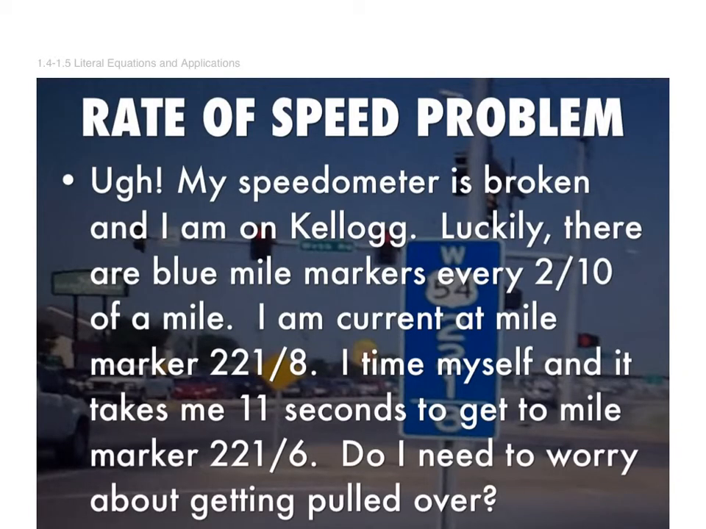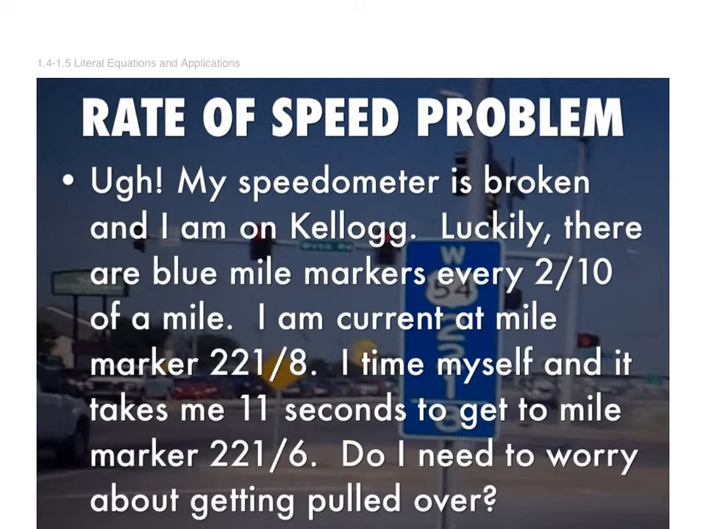All right, so now we have this rate of speed problem. So we have a speedometer that's broken, and I'm on Kellogg. So luckily there are blue mile markers every 0.2 of a mile. I'm currently at mile marker 221/8, which is at Webb Road. I time myself, and it takes me 11 seconds to get to mile marker 221/6. Do I need to worry about getting pulled over?